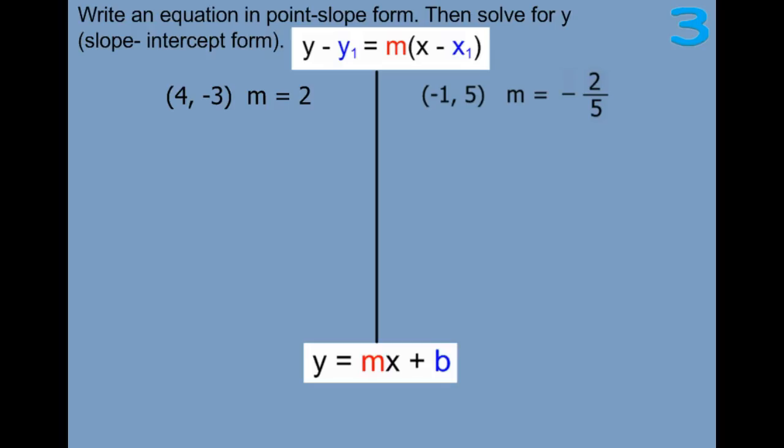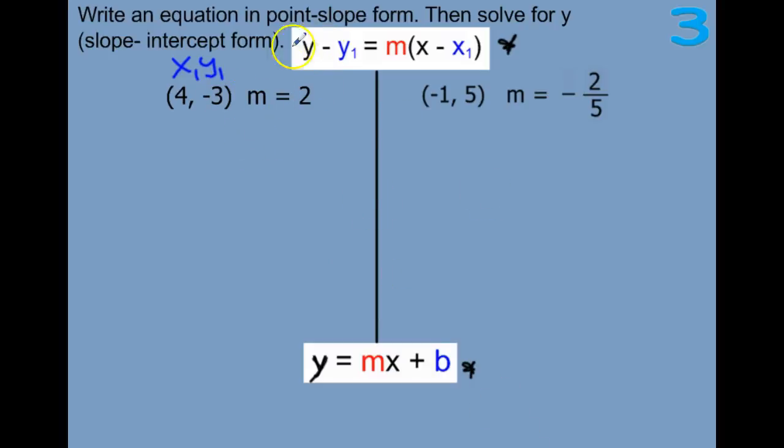Next, it says write an equation in point-slope form, then solve for y. So we're moving from this formula up here that we just learned to one that we already know, meaning we just have to solve for y, which is something that we've been practicing. So first, let's just write it in point-slope form. I'm going to label my point x, y. This is my 1 point that I have to plug in. M is already labeled.